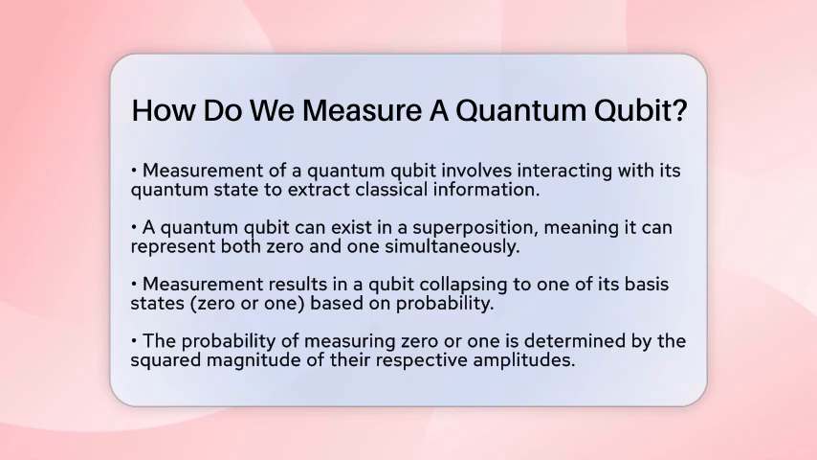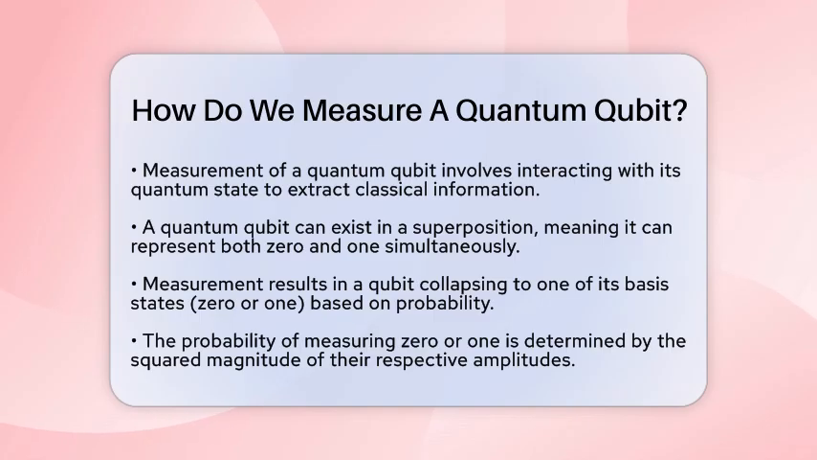When we measure a quantum qubit, we interact with its quantum state to pull out classical information. This process causes the qubit to change from a superposition of states into one of its basis states, usually labeled as 0 or 1. Unlike classical bits that are strictly 0 or 1, a qubit can exist in a mix of both states at the same time.